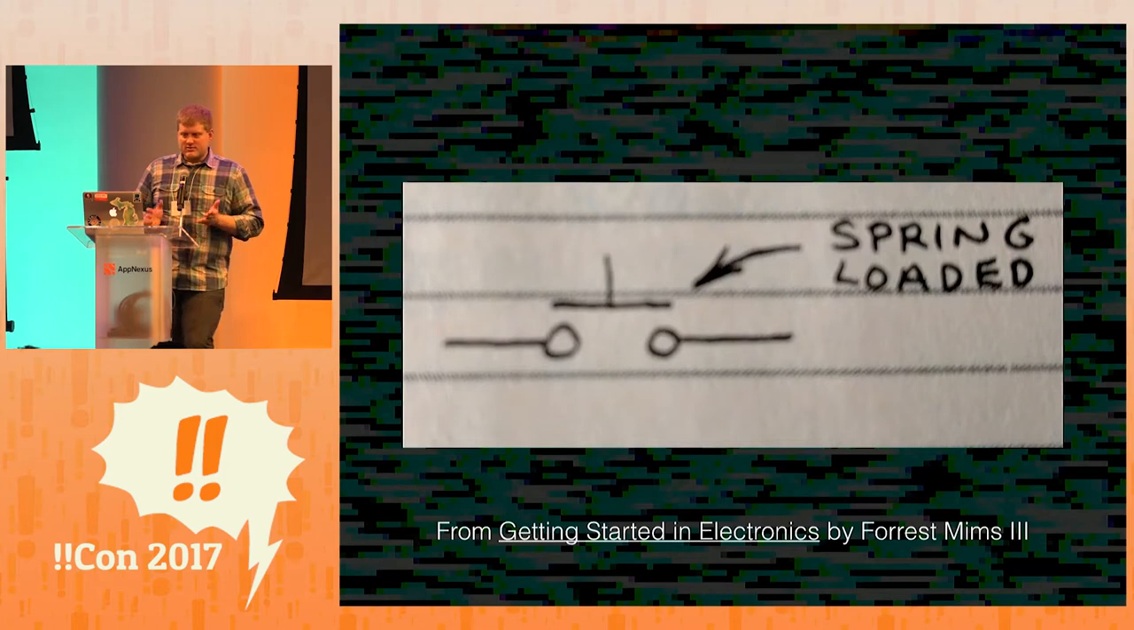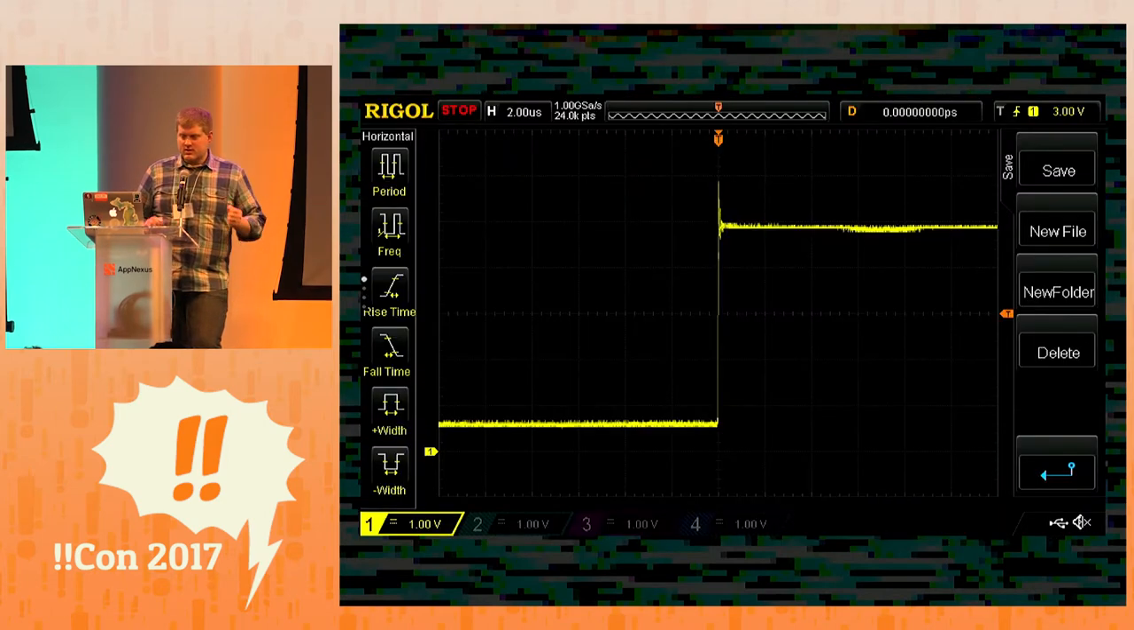And more abstractly, the circuit symbol for this kind of switch is just two wires that end, and then they have a little thing that pushes down and connects them. It's called a momentary switch because it only momentarily connects stuff. On my oscilloscope, the switch activity looks like this. The voltage level is low, and then when you press it, it jumps up high really suddenly. That's just because the switch closes and current can flow through it.